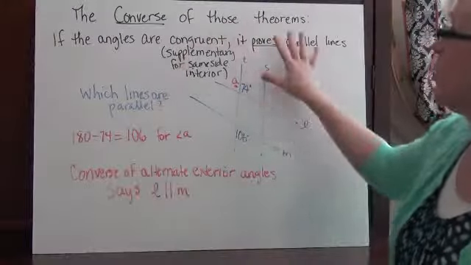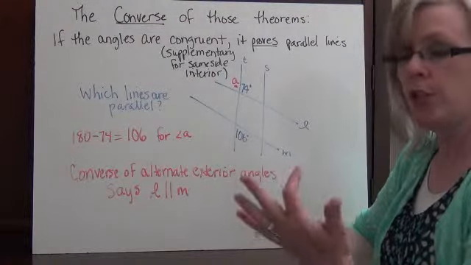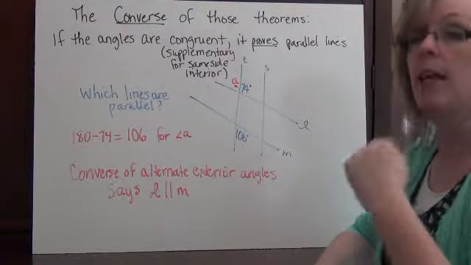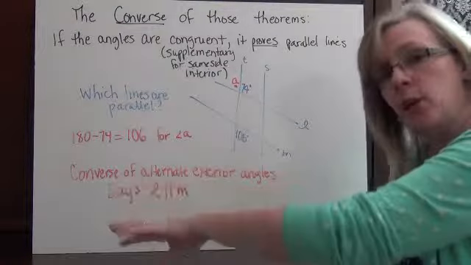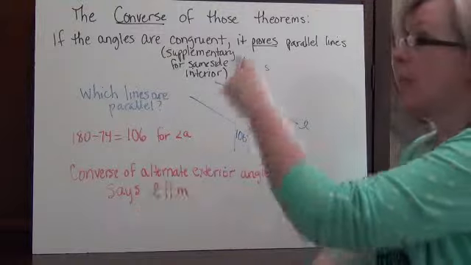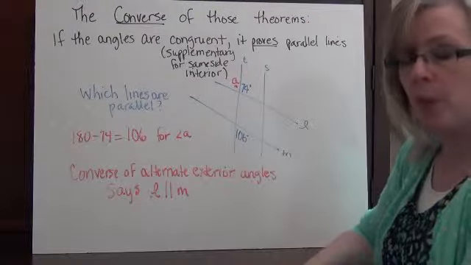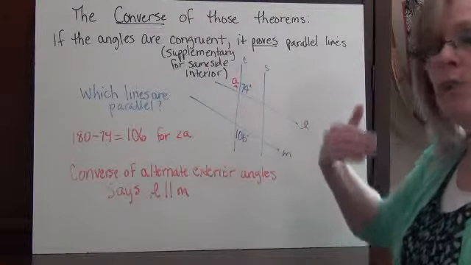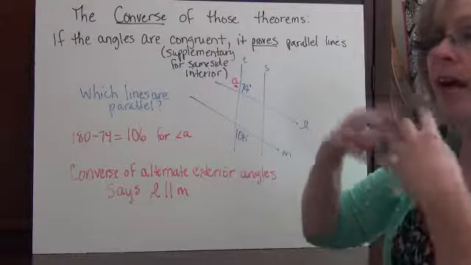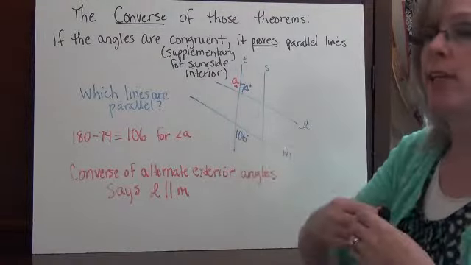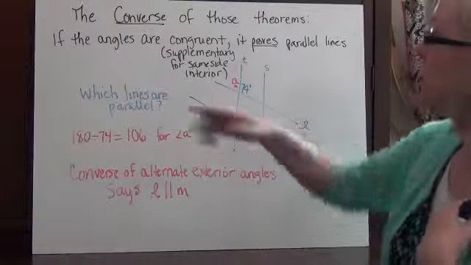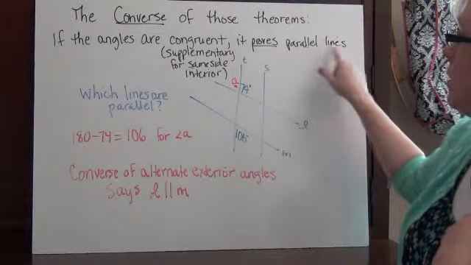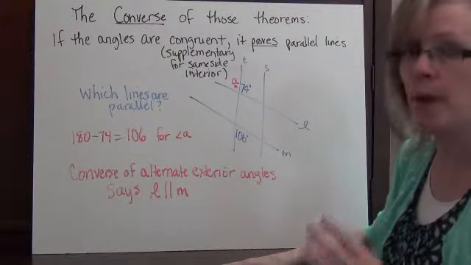We also talked about the converse of all those theorems. So alternate interior angles, alternate exterior angles, corresponding angles, same side interior angles. They say if the lines are parallel, then those angles are congruent or supplementary. The converse says if those angles are congruent or supplementary, it requires me to have parallel lines. So I can say I know the lines, it tells me the angles. I could also say I know the angles, it tells me the lines. If the angles are congruent or supplementary for same side interior, it proves parallel lines. And since we are in geometry, it's all about proof.